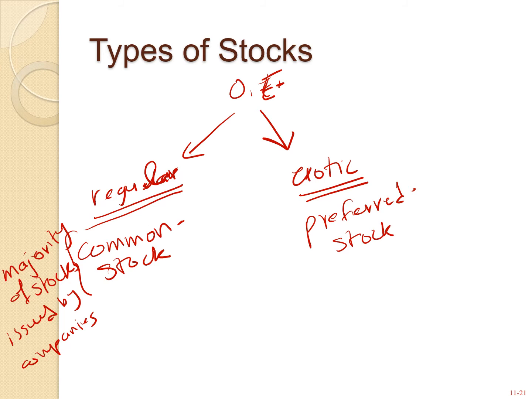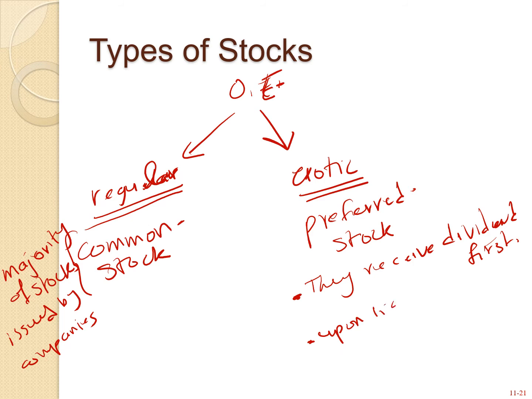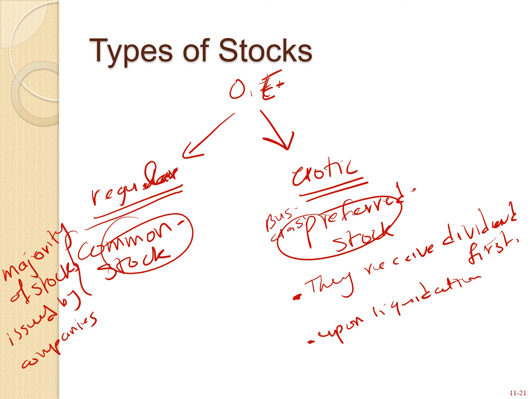This preferred stock has some preferences or privileges over common stock. Some of them receive dividends first. This is one of the advantages. Another advantage is upon liquidation, after paying creditors, those people get their money before those people. Just like a business class and an economy class when you travel. So I just wanted to explain those.